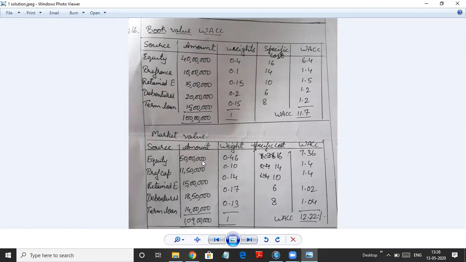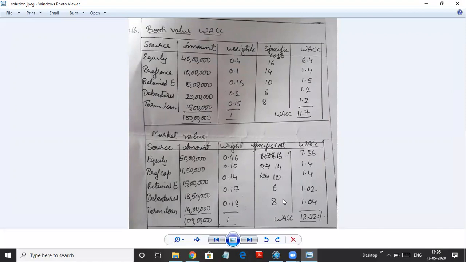Now we find the weightage. 50 lakh divided by 1 crore 9 lakh, you get 0.46. You may get more than 2 decimals here. Your answer may differ if you take all the decimals. So that is okay. I have taken only two digits after the decimal. You can take all digits, 4 digits. The more digits you take, the more accurate answer you get. 11 lakh 50,000 divided by 1 crore 9 lakh, you get 0.10. So similar way, we find the weightages and we total it.